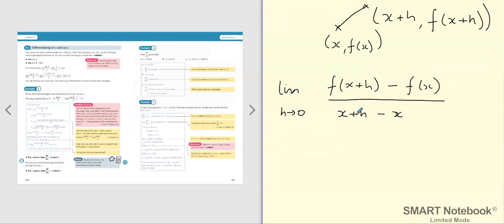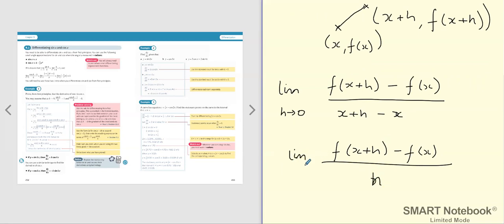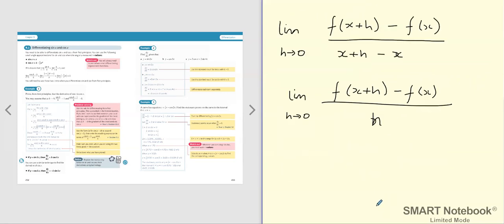And so when we simplify the denominator, x plus h minus x is going to be h, and we take limits of that as h tends to 0. So a quick little recap.